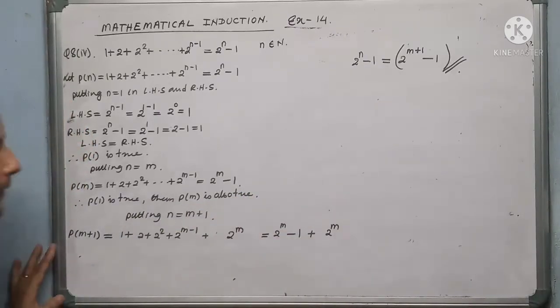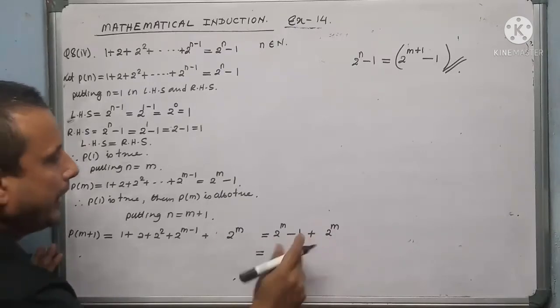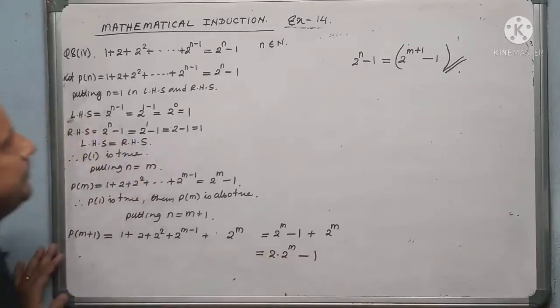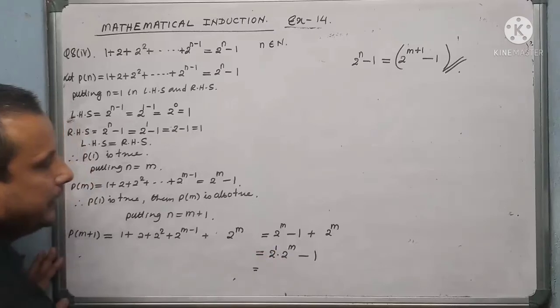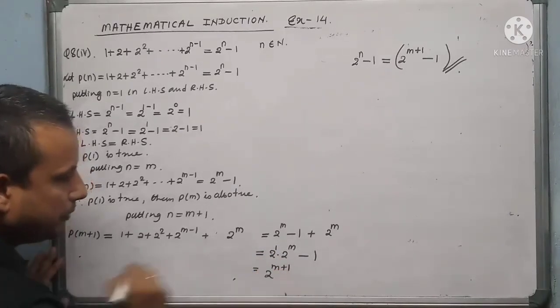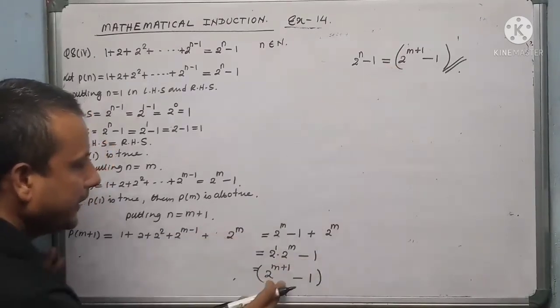Now then, I'll simplify. 2 to the power m plus 2 to the power m means we can write 2 into 2 to the power m minus 1. Now then, I'll use the laws of indices. It is 1 over here. The base is the same. Then we can write 2 to the power m plus 1 minus 1. Same quantity we are getting.